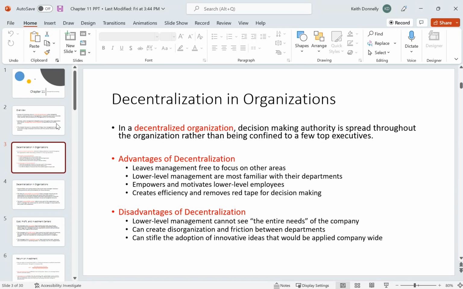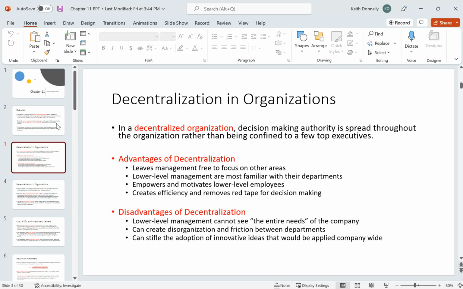Now, any type of organization is going to have a different setup or configuration. In a decentralized organization, the decision-making authority is spread throughout the organization rather than being confined to a few top executives. So it's decentralized. In other words, it's not just one person, or the board. It's not centralized to these people. We spread things out. We talk to people. We listen. We make decisions. What are the advantages and the disadvantages of this? Why do we want to involve everyone versus why don't we want to involve everyone?